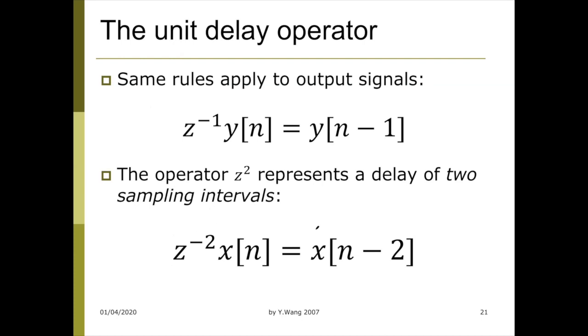So the quantity, the number of delays in terms of time, will be converted into the exponent of the z factor. For example, if you delay 2 samples, x[n minus 2], it will become the exponent here. It refers to a delay of 2 samples.